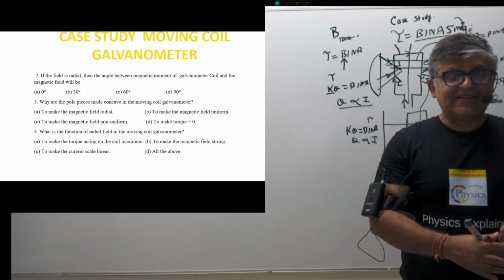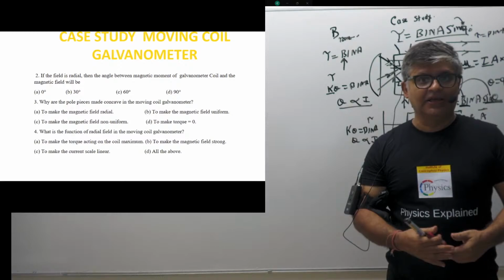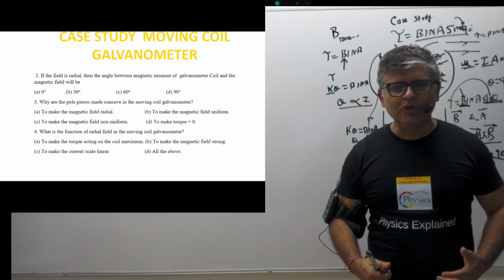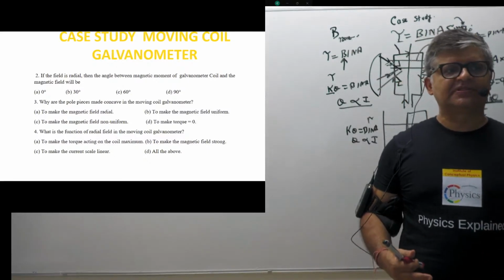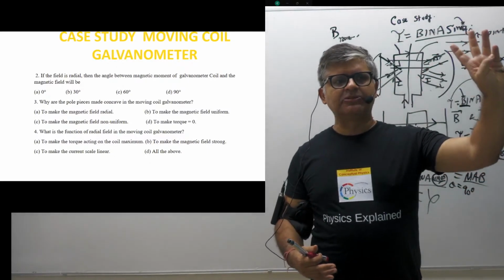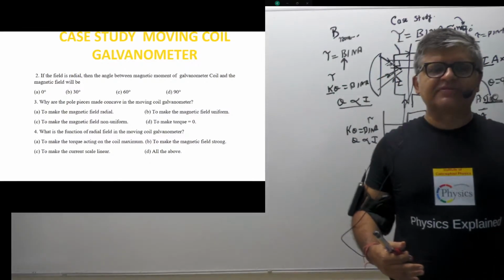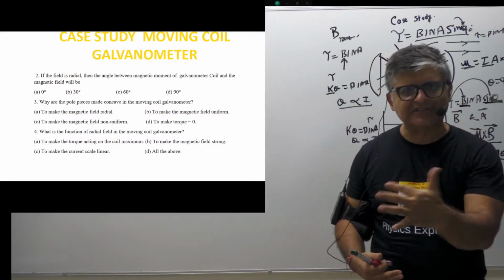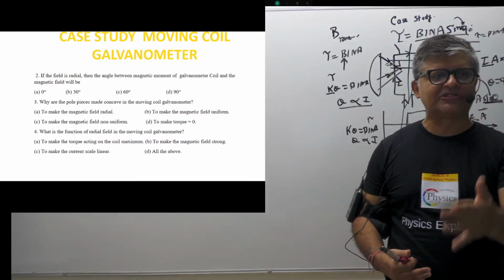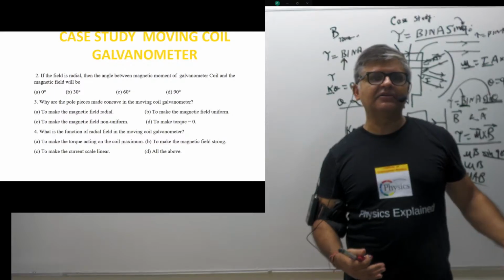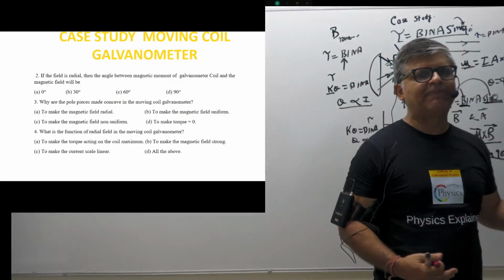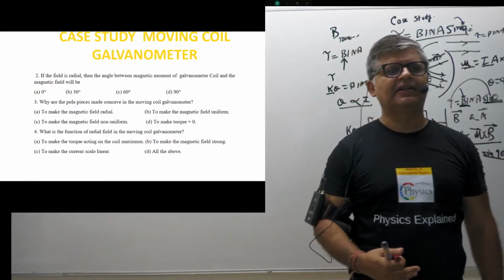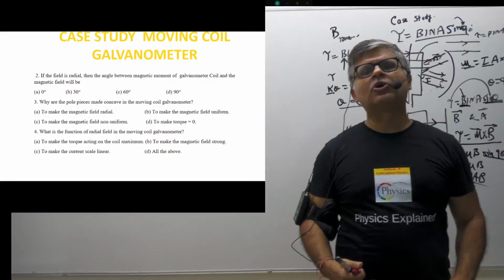So you can see the radial field makes the field uniform, and that uniform field is doing a lot of jobs. It is creating maximum torque, and the torque is maximum because theta is 90 degrees. The magnetic field is also very strong. It doesn't change, it doesn't reduce, it remains the highest possible. To make the current scale linear, you don't have dependence on sine theta. You only depend on theta being proportional to I. That's your aim, a linear scale. All the above. My answer will go to D.